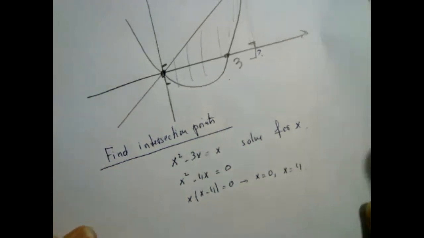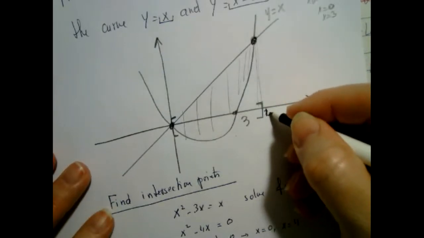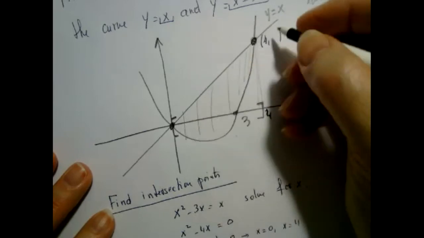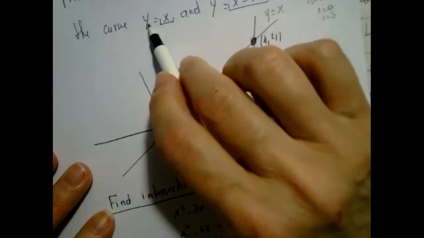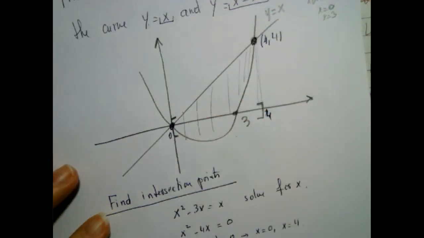Crucial. In this problem, without this, I still don't know what my limits are. So this is my 4. So this point here is a 4. And the y-coordinate is 4 also because it's the line y equal to x. And this is a 0. Okay, so now I have a better picture of what I am dealing with.